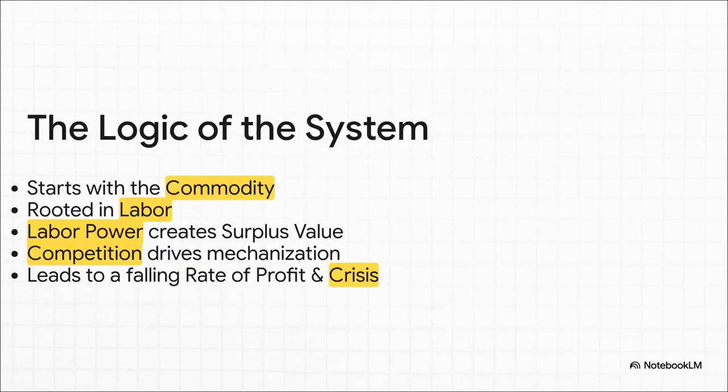So there you have it. You can see the whole logical chain that Marx built, like a line of dominoes. It all starts with the humble commodity. From there, he builds a theory of value, which explains the origin of profit. That profit drives competition. Competition forces mechanization, and that mechanization ultimately leads to crisis. Each piece follows from the last.